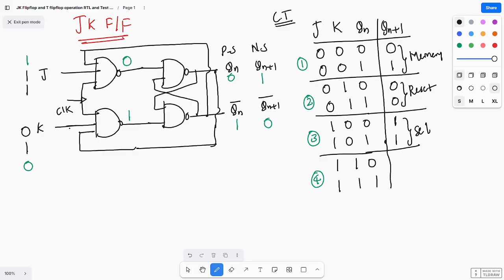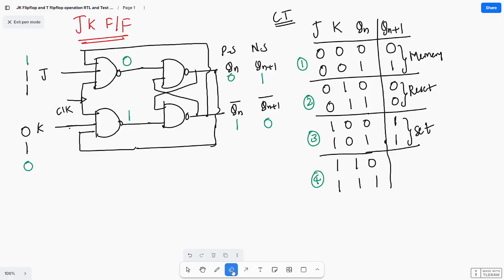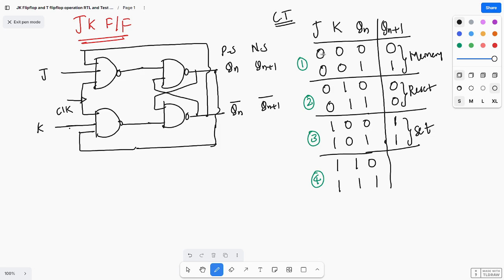Okay, and the fourth case we'll check. Whatever the unused state is there, that we are going to make as a used state in the JK flip flop. That is the advantage of JK flip flop. That means in the SR flip flop, if it is 1 1, that is an unused state, no? So that you are making as used state. I will explain that. So anyway clock is 1.